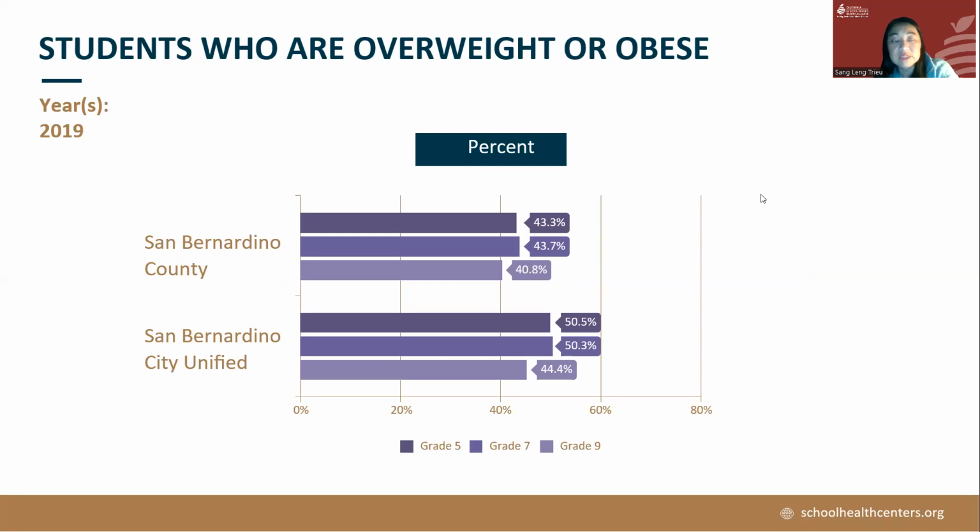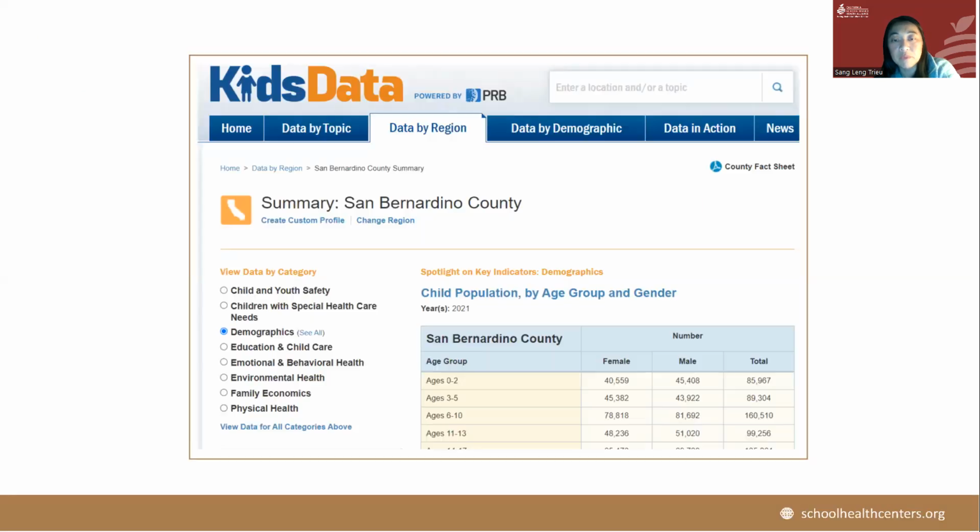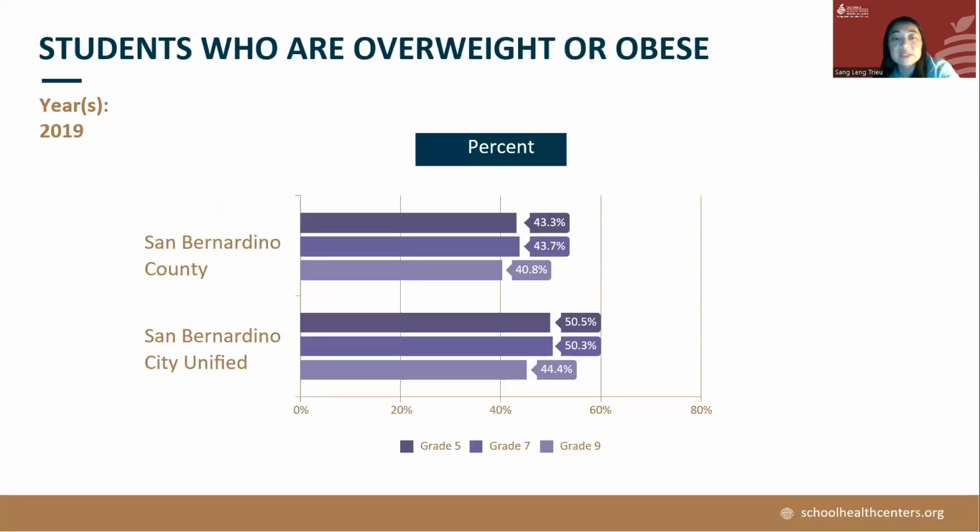Here, using the same data portal, is kids data. This is looking at students who are either overweight or obese. And so I put here both San Bernardino County as well as San Bernardino City Unified. And let's just hone in on grade 7, which is the lightest purple here. And here for San Bernardino City Unified, it's a few percentage points higher than San Bernardino County.